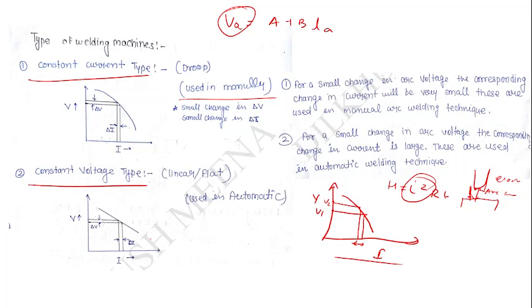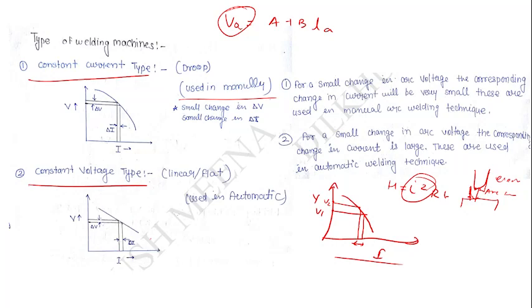So here, what will happen? You will be doing your welding manually. So your arc length will not change, and that's how your voltage will also not change. Your current will also not change.